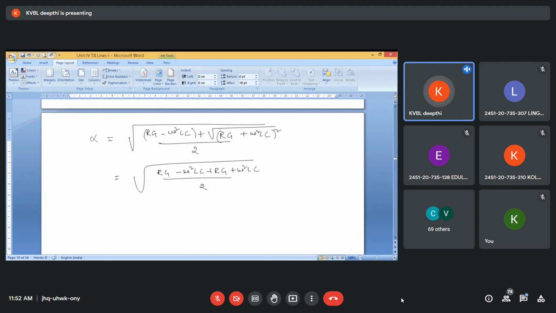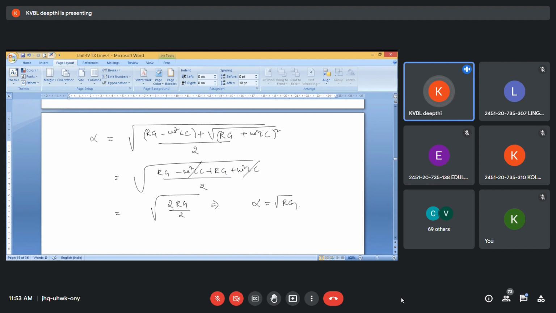Here the square root is removed, so I am bringing it completely to one side. This cancels, so 2 Rg by 2 remains, which implies that alpha is equal to root of R into G. This is a combination of the resistance and conductance here. Correct? So by this we can directly say that it is independent of frequency. Thus, eliminating frequency distortion on the line, we have got this.